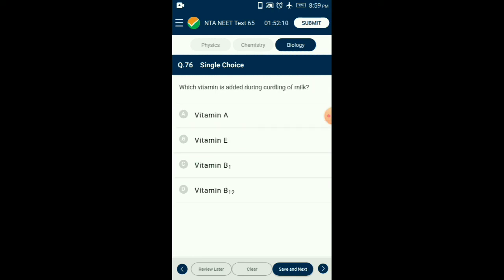Question number 76. Which vitamin is added during curding of milk? Conversion of milk to curd is done by Lactobacillus, which causes coagulation of milk and partial digestion of the milk protein casein. It adds vitamin B12 and increases the nutritional quality of curd. Curd is also useful in checking the growth of disease causing microbes in the stomach. So the answer is option D, vitamin B12.